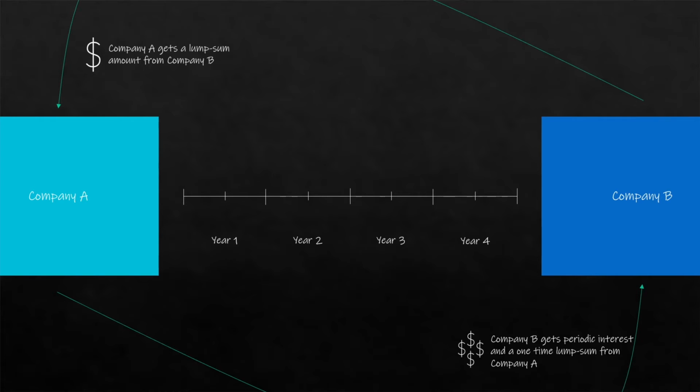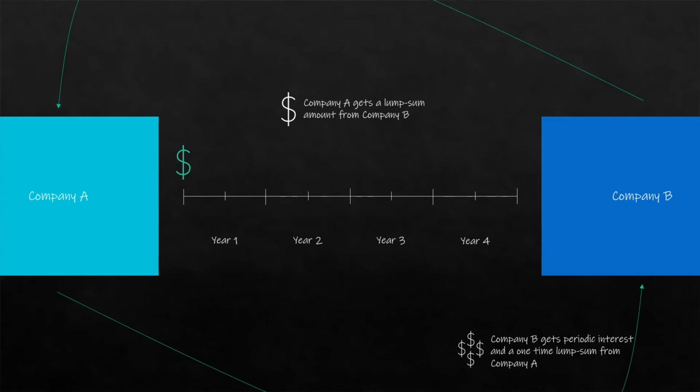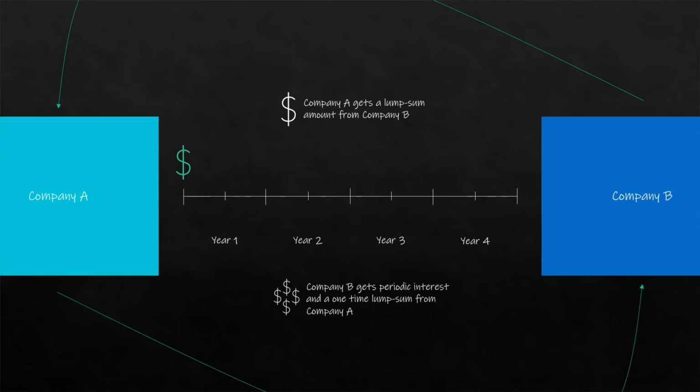Now remember from earlier how Company A gets a lump sum amount from Company B? Well, that would occur right at the very beginning, essentially when time is equal to 0. Also recall that Company B gets periodic interest and a one-time lump sum from Company A. So the interest would occur at each semi-annual period if this was a semi-annual bond. So we'll use red to represent a payment from Company A to B. And this would occur at every semi-annual period over the life of the bond. And then at the very end, there would be a lump sum payment as well.